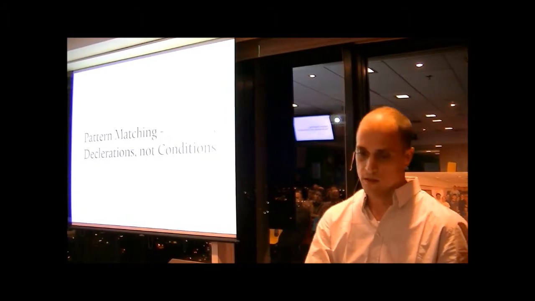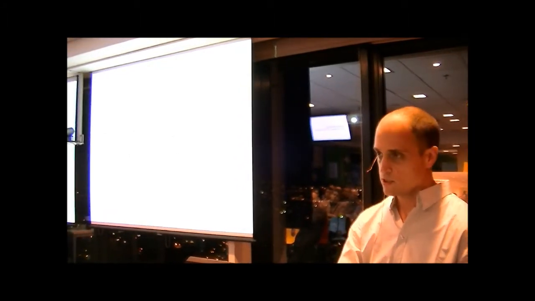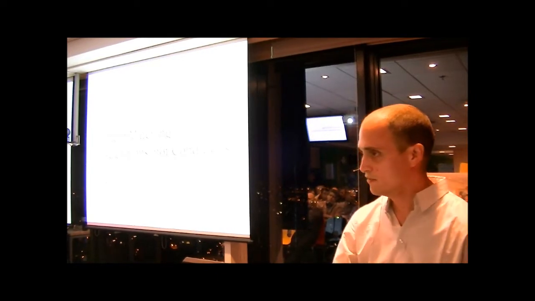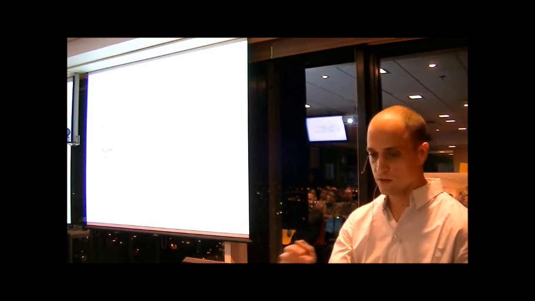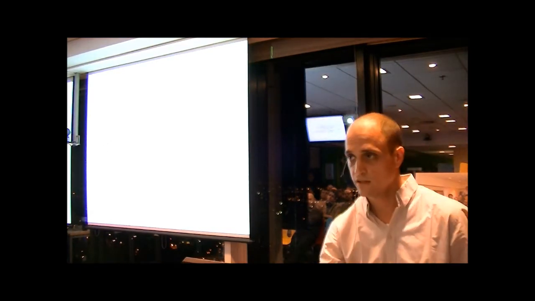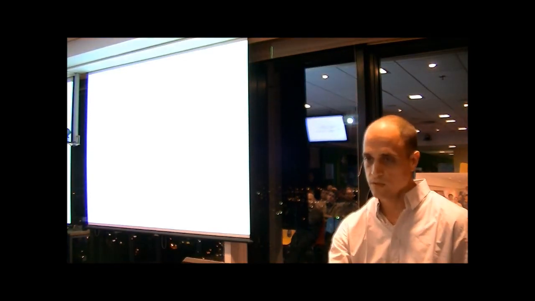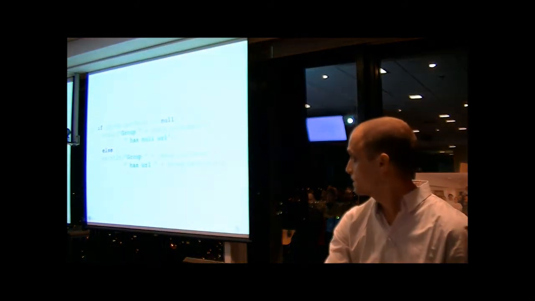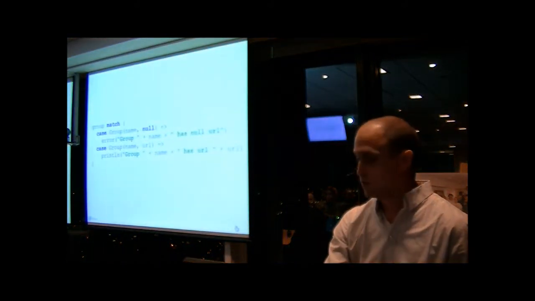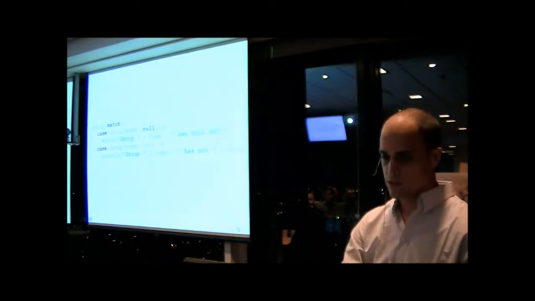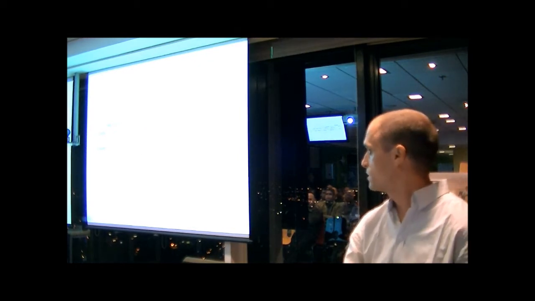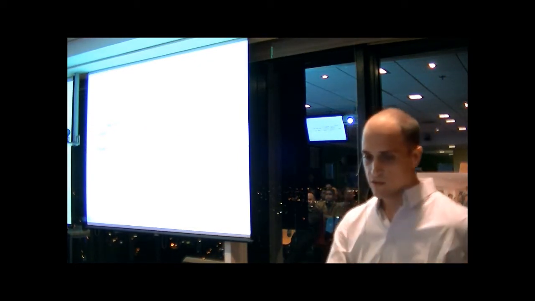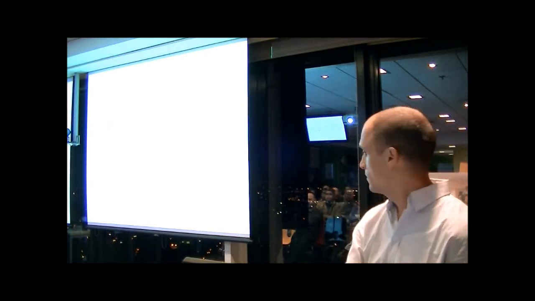Another thing is we have a mechanism for pattern matching, which allows us to write code declaratively rather than imperatively. So in Java, we want to test if the group has a null URL. If so, we issue an error, and otherwise we print the group's details. In Scala, we have match, which is like a switch on steroids. So in the first case, we check if the group has some name and a null URL, and we issue an error. And if the group has some name and some URL, we print them.